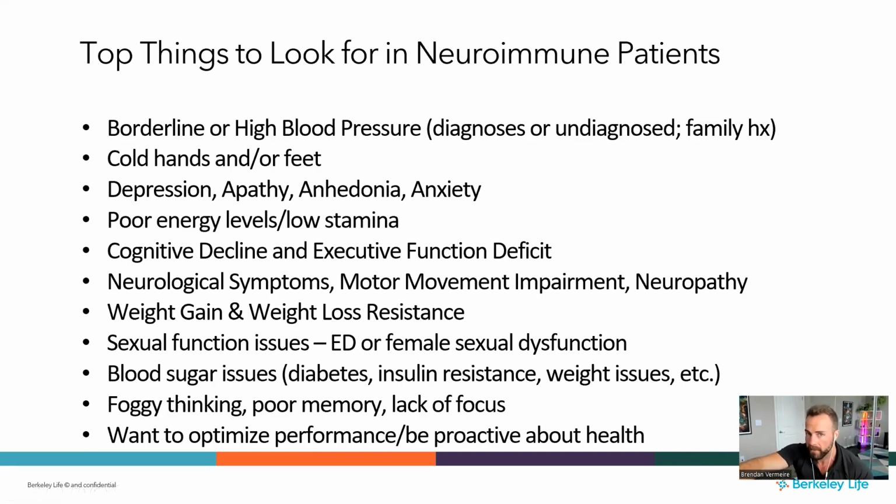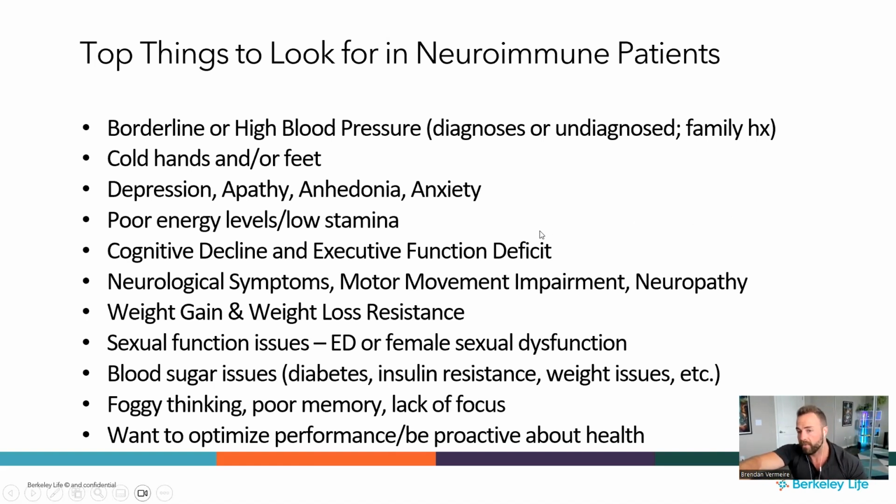So things to be looking for in your neuroimmune patients, of course, blood pressure. What a basic and fundamental metric of human health in general, and what nitric oxide is really best known for. And of course, at Berkeley, we have our gold standard clinical trial that showed a 12.5 systolic point reduction in blood pressure using our nitric oxide foundation product with no other changes.